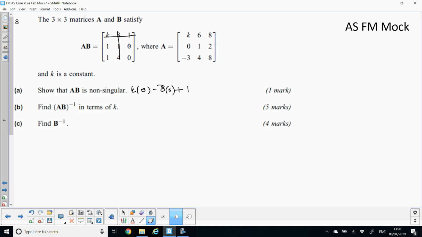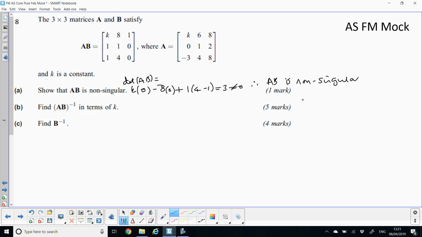So remembering the pattern, if we use the top row, it is positive, negative, positive. Cross out the row and columns, it'll be 1 times 4 minus 1. So that equals 3, not equal to 0. Therefore, oh, should probably put determinant AB at the front. Therefore, AB is non-singular. Remembering you should always write a conclusion with a show that.